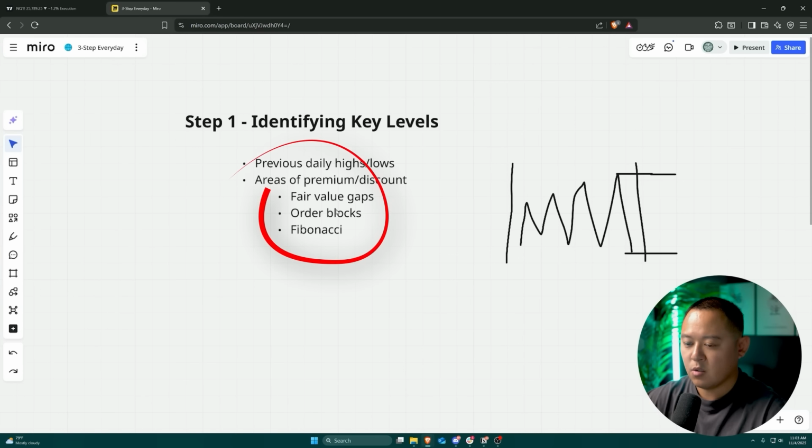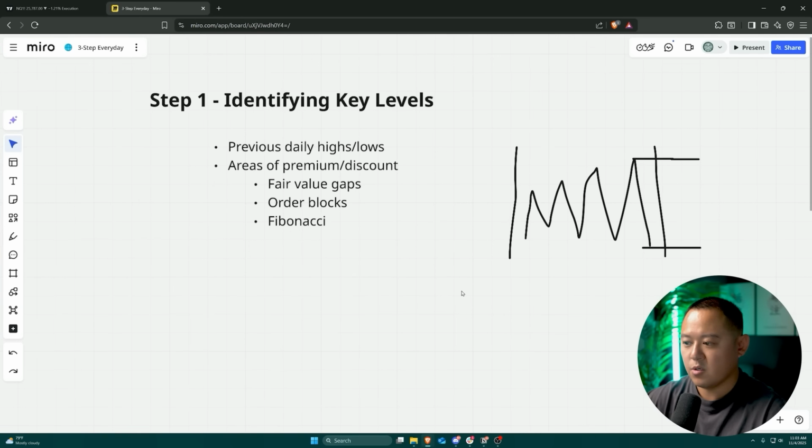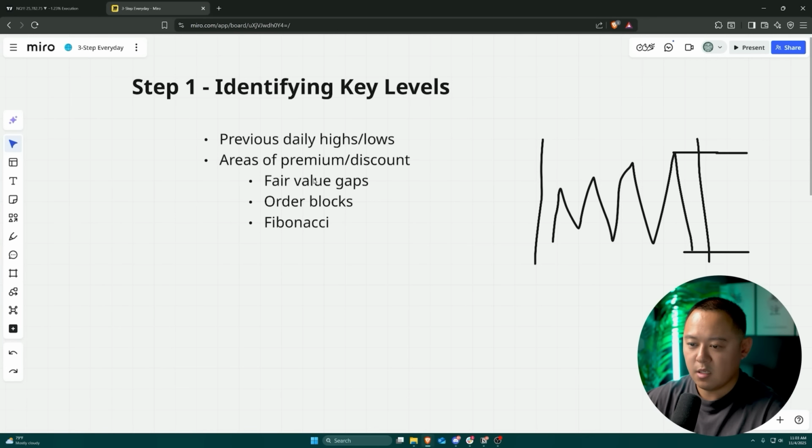Now, when it comes to areas of premium and discount, we're going to mark out what? Fair value gaps, order blocks, and maybe Fibonacci retracements. Don't try to add too many things in here. You just want to keep things as simple as possible. Based off of these concepts, we have 3 different entry models, and to be honest, you don't even need these 2. You can get away with using only fair value gaps when you're trading.